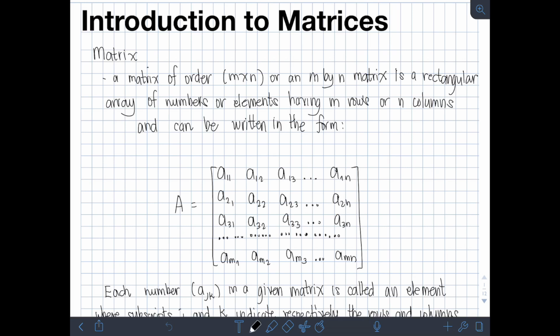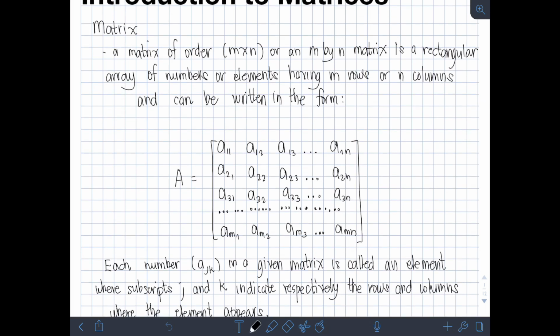A matrix of order m times n or an m by n matrix is a rectangular array of numbers or elements having m rows and n columns and can be written in the form A is equal to A11, A12, A13, A1n, A21, A22, A23, A2n, A31, A32, A33, A3n, and so on until Am1, Am2, Am3, Amn.